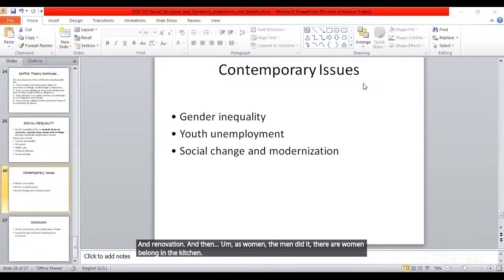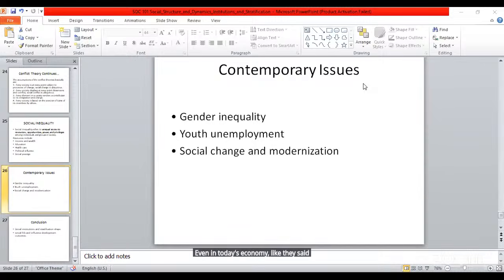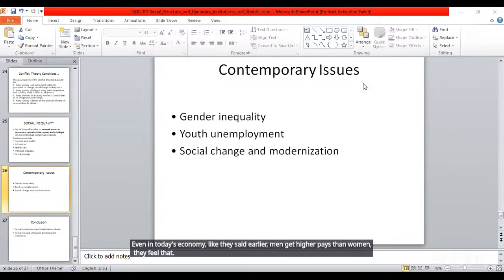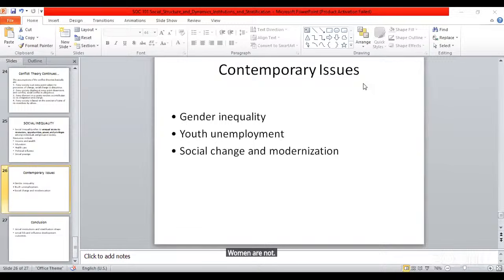Even in today's economy, like they said earlier, men get higher pay than women. They feel that women are not as capable as men, that men are better and more hardworking. This mentality needs to change because I feel men and women should be treated equally, with equal rights and equal access to education. Everything needs to be equal, because men are more favored.